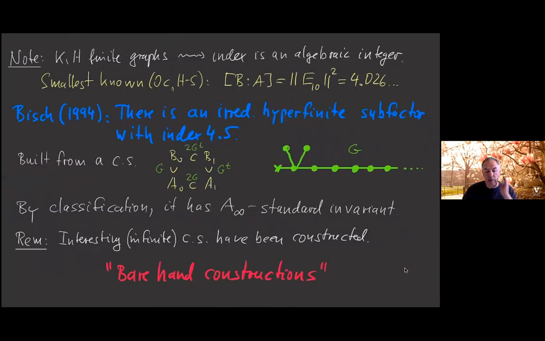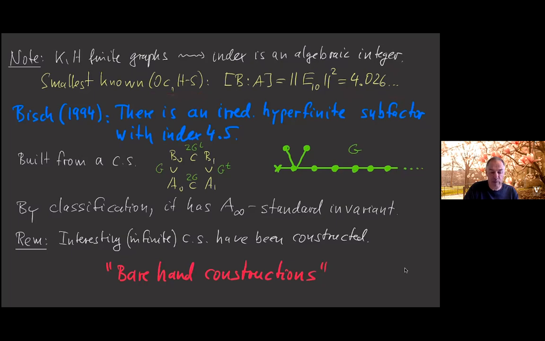Okay, so let me not get too much into this, but obviously, this bare hand construction leads only to hyperfinite II1 factors whose indices are certain numbers. If you are the norm of a finite graph, then you have to be an algebraic integer. And by the way, the smallest one that has been constructed is 4.026. It's the norm of the graph E10 squared. This goes back to Ocneanu and Haagerup-Schou back in 1990.